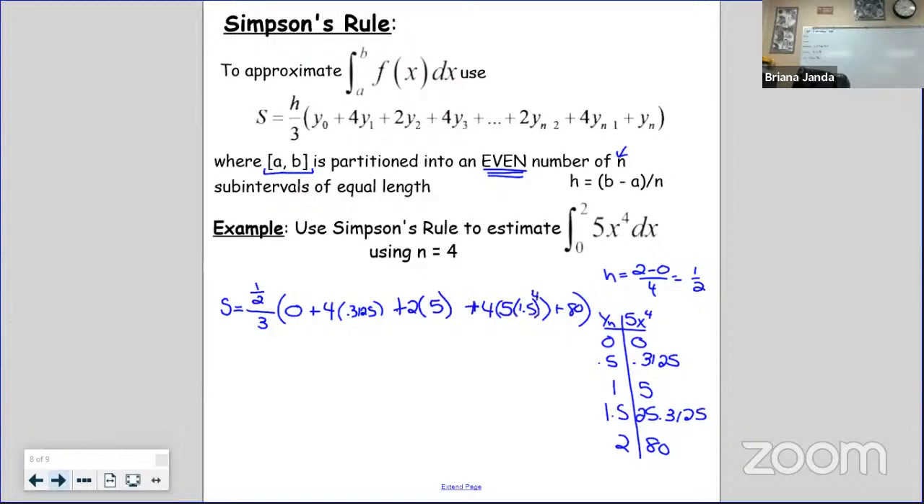So you don't have to do a special table off to the side. Like I could do right here, 5 times 1.5 to the 4th. I can type all that in and save myself a little bit of time as well. Just for the visualization purposes of it, I was doing a table off to the side. And if we type this into our calculator correctly, we should be getting approximately 32.083.